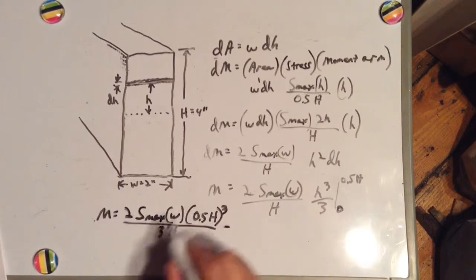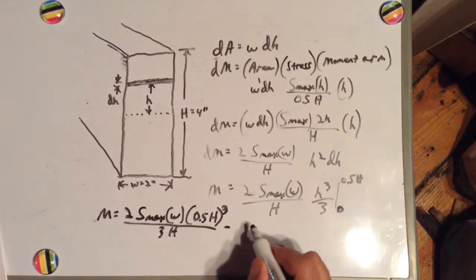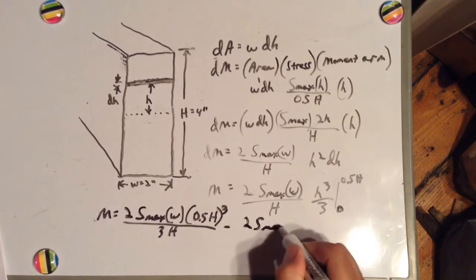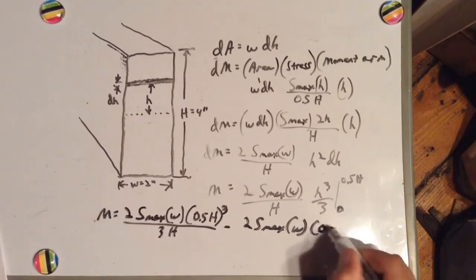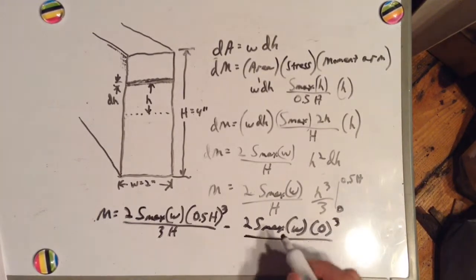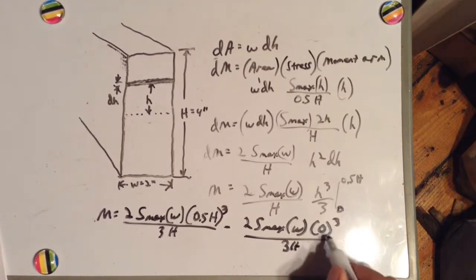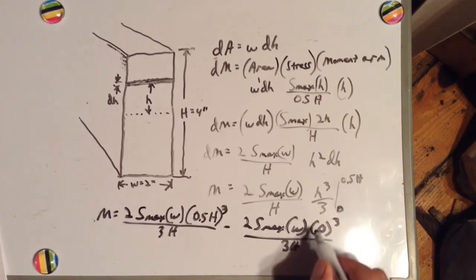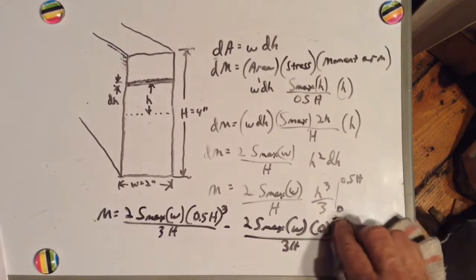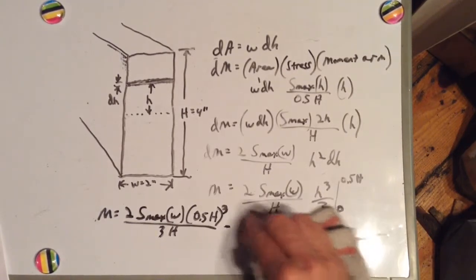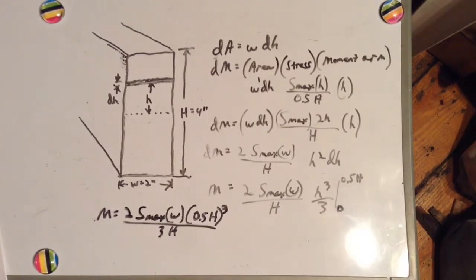minus this whole string of things with a 0 stuck in there, 2 times S max times W times 0 cubed over 3H. Well, obviously 0 cubed is 0, and multiply anything times 0 and you get 0, so this part of the equation just disappears because it's worthless. There's nothing to it. So what we have is this: 2 times maximum stress times W times 0.5 times capital H cubed over 3H.